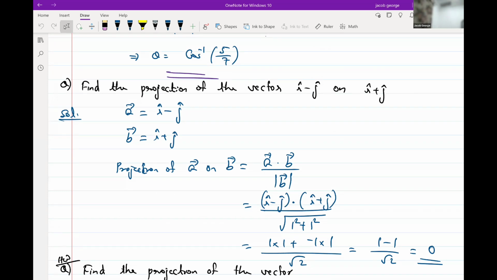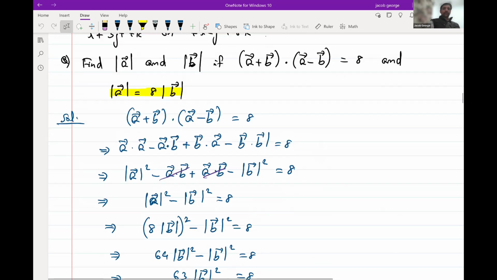This is projection, very important: projection of vector A on vector B. Just to revise the formula. What is the formula? A dot B by magnitude of vector B. A dot B, you know how to find. Magnitude of vector B, we know how to find, and then substitute. So this is also a similar one.